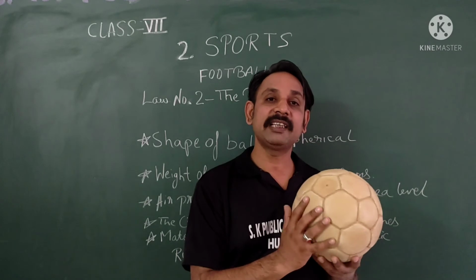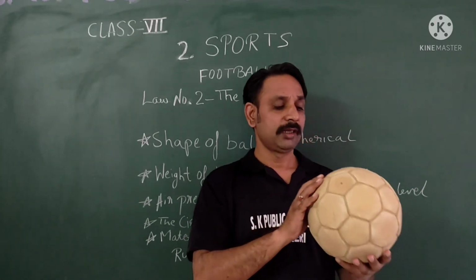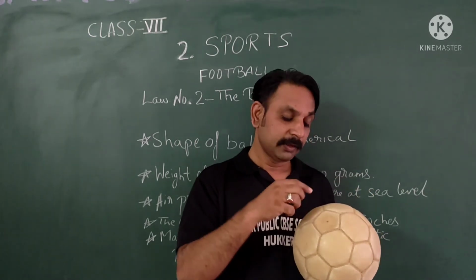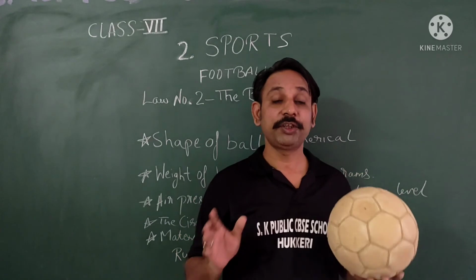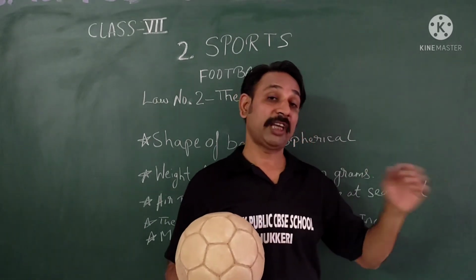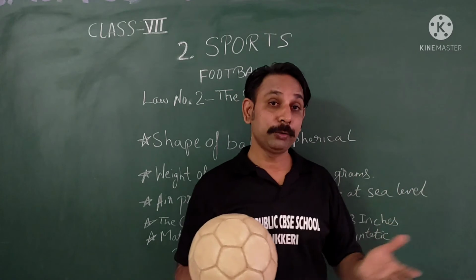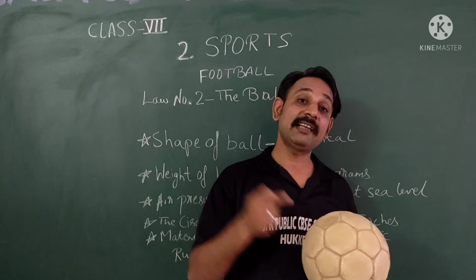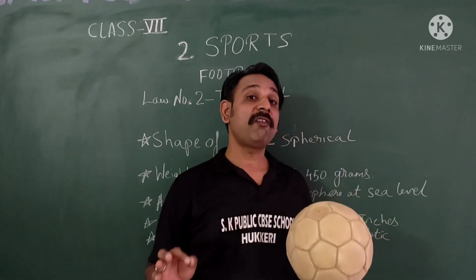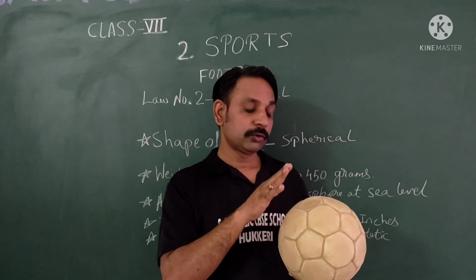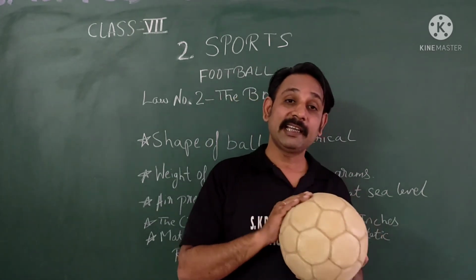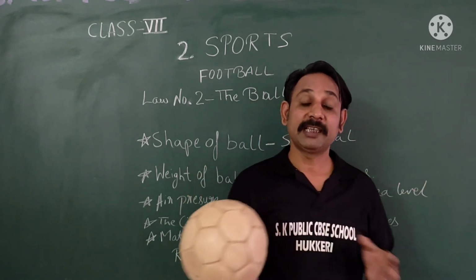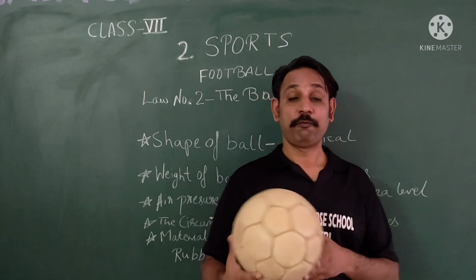Outside, the cover is a synthetic soft leather material, but inside there is a rubber bladder, as we call it for a cycle tube and bike tube. The air pressure is filled in that bladder, which is made of rubber. The bladder takes the air pressure to blow up the ball. So after filling the air we can play football.